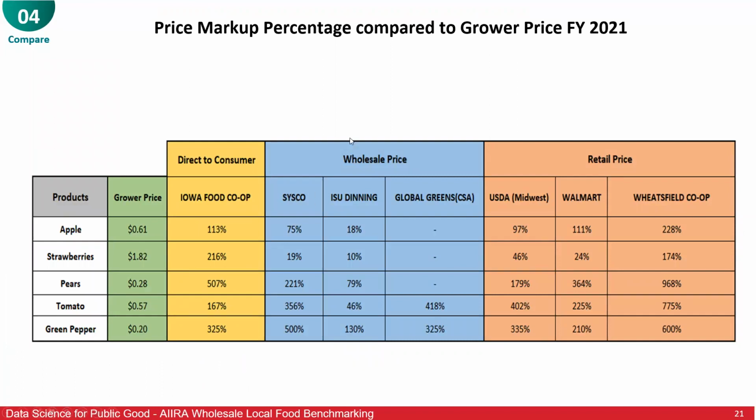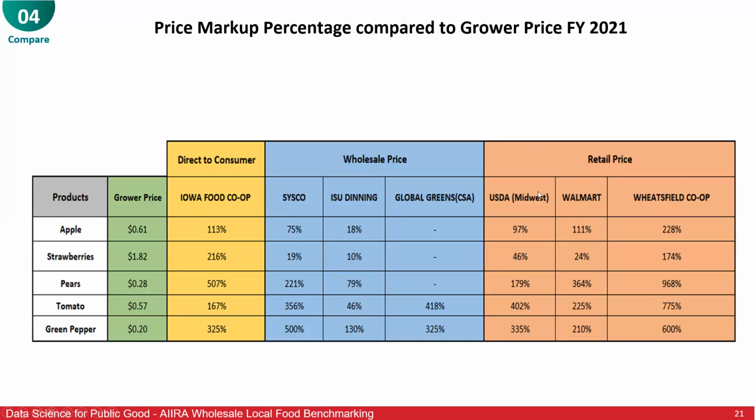Now, in this chart right here, we have a price markup percentage table. These are the average markup from the grower price. So the grower price is our base price, and it shows the percentage increase when you go through the supply chain. Now you can look over here, we have like 600% from Wheatsville Co-op. And it shows how much more you pay when you buy wholesale versus retail versus direct to consumer. And if you look, ISU Dining has the lowest markup.